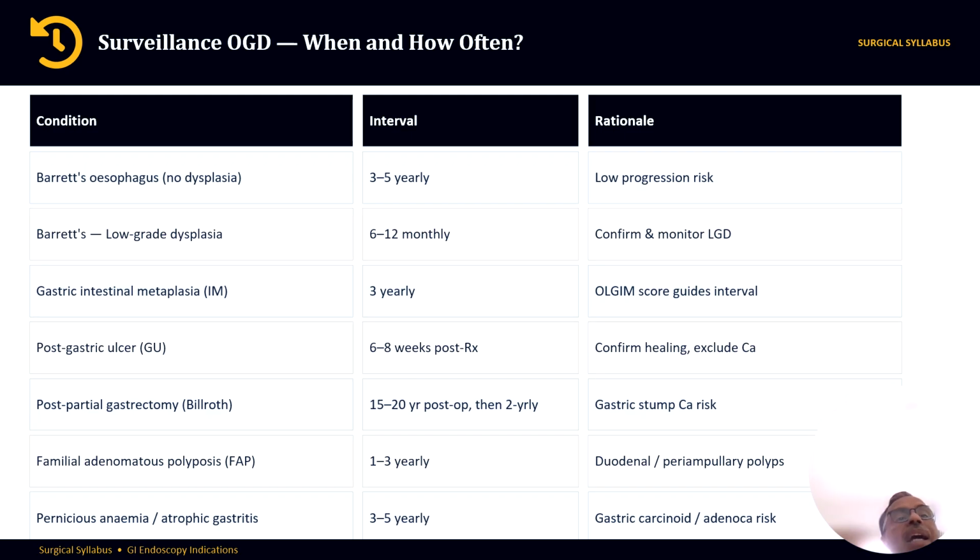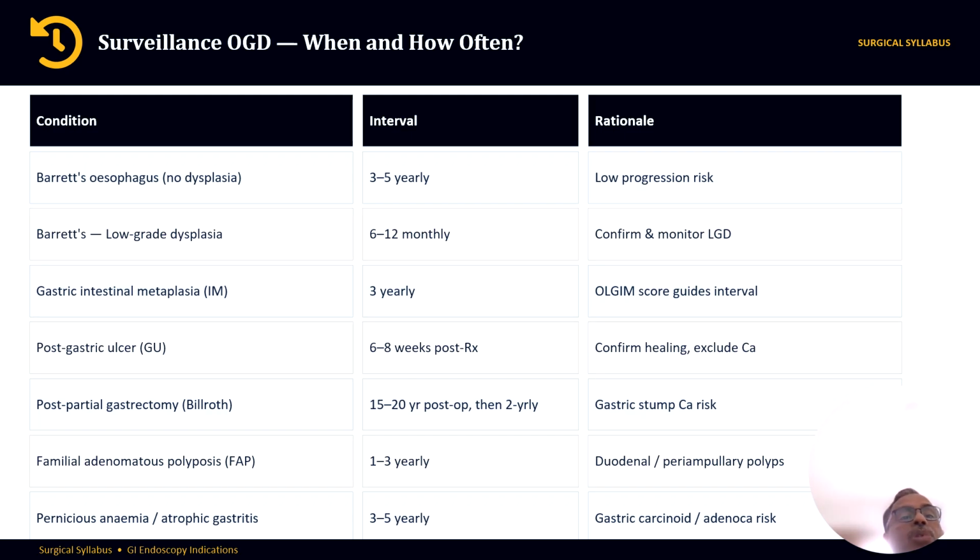But if we have a Barrett's esophagus with low grade dysplasia, if there are dysplastic features, then do a surveillance OGDS every 6 to 12 months. The rationale is that you have to confirm and monitor this low grade dysplastic feature because it may turn into a malignancy. In cases of gastric intestinal metaplasia, do a surveillance OGDS every 3 years.